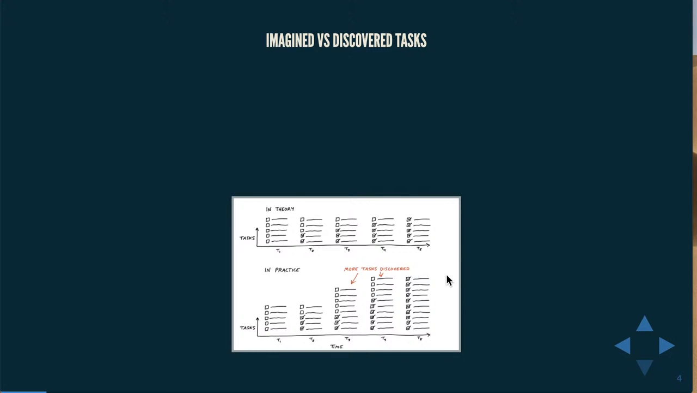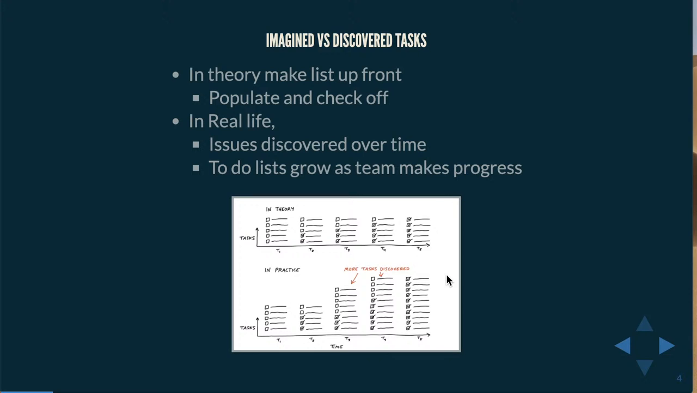So we have a look at imagined versus discovered tasks. In theory, you make a list up front, you populate it, and then you check them off. In real life, issues get discovered over time, and the to-do list grows as a team makes progress. Above in the picture, you can see that in theory, I made these 5 tasks, I check off 2, 3, 4, 5 are done. But the reality is you make 5 tasks, we check off 3, we learn more things happen, now we have 8 tasks more than we started with. So we get misled on the progress earlier. If we hit T2 here, we think, oh, we're 60% done, but then at T3 we have more tasks.